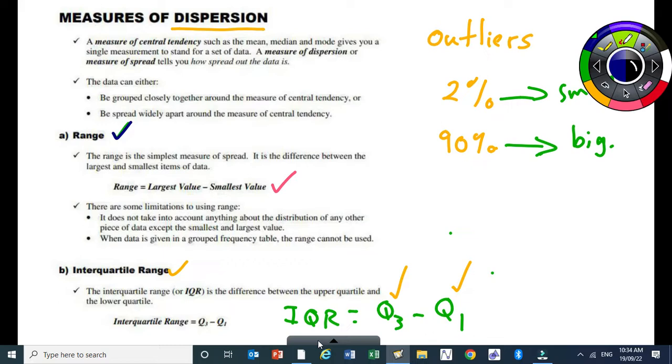Now, the interquartile range is very important in statistics, especially for your curriculum, because we use it to determine or to prove whether a data set has got outliers or not. And that's mainly for grade 11. Okay, so it's mainly for grade 11.